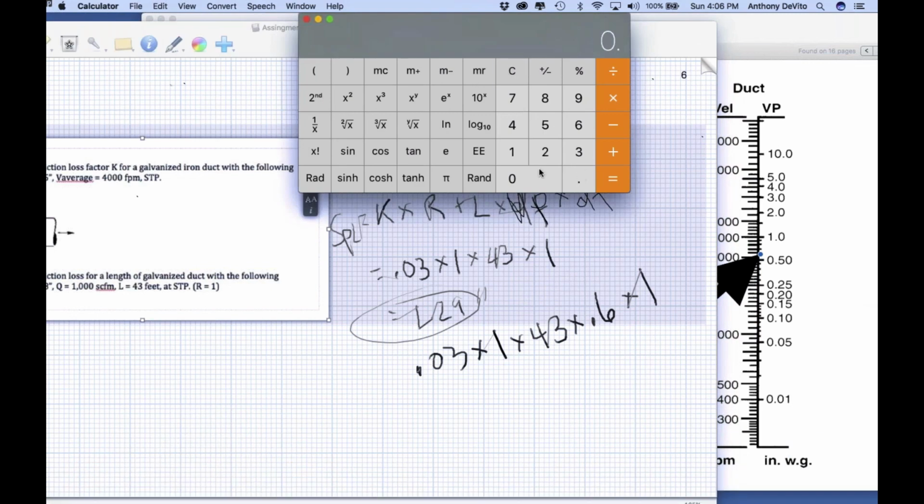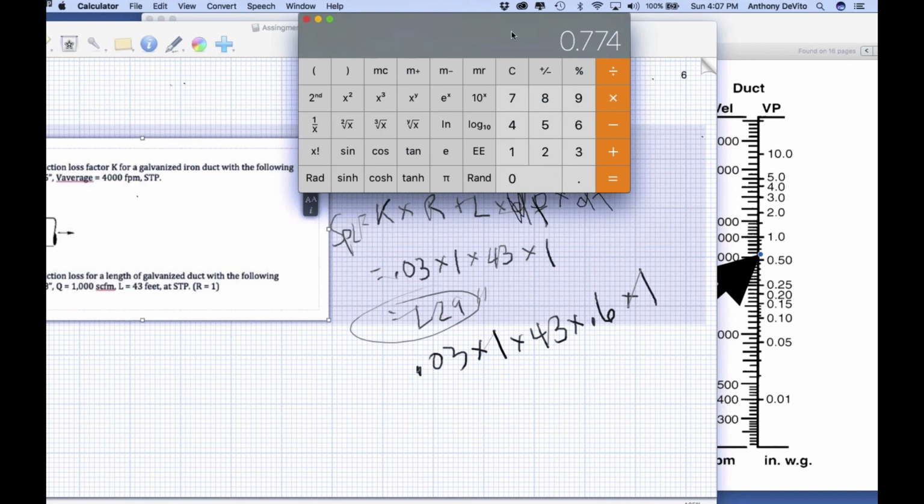The right answer should be 0.03 times 1 times 43 times 0.6. Okay, now something went wrong again. I know it's not 5.9. 0.03 times 43, I'll take that first, equal to that times 0.6. Okay, which is 0.774, approximately 0.8 inches.